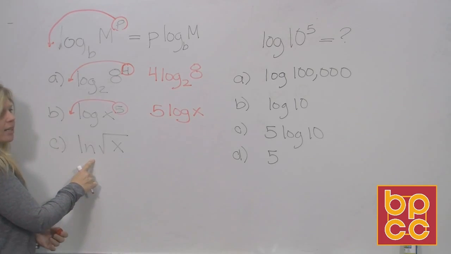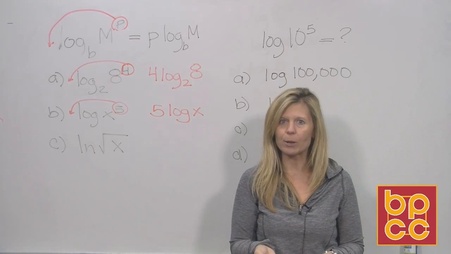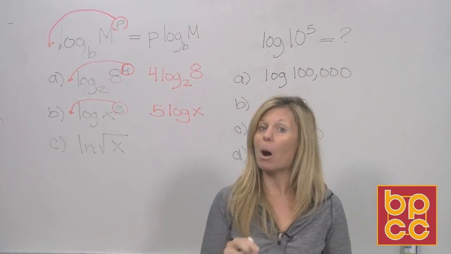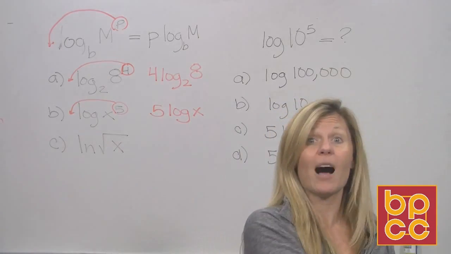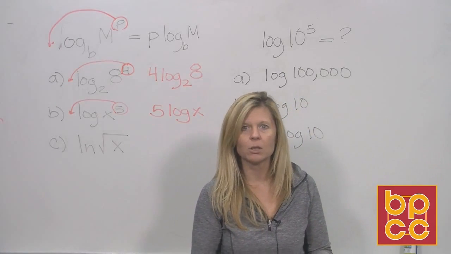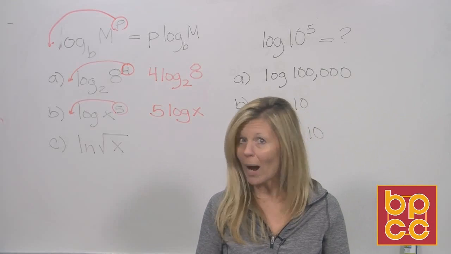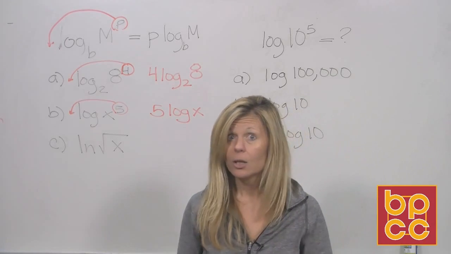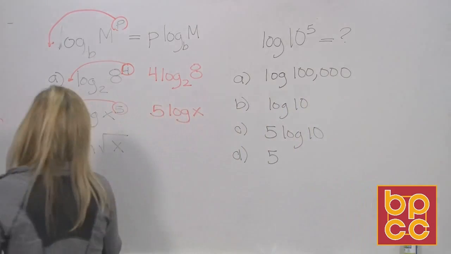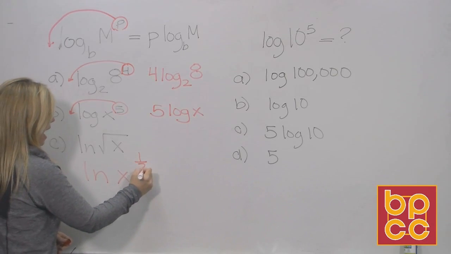Now this next one's tricky. It's natural log square root x. But I don't see an exponent. Do you? No. Square root is not an exponent. But we've already learned in previous modules, over and over, we talked about this. A square root symbol can be replaced with what exponent? No, not square. Think. Square root can be replaced with what exponent? That's right, the exponent 1/2. So we can rewrite this as natural log x to the 1/2.